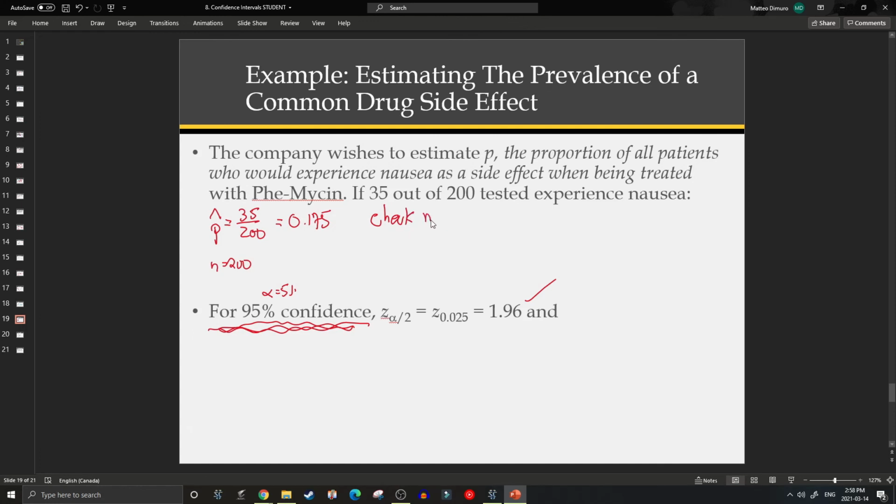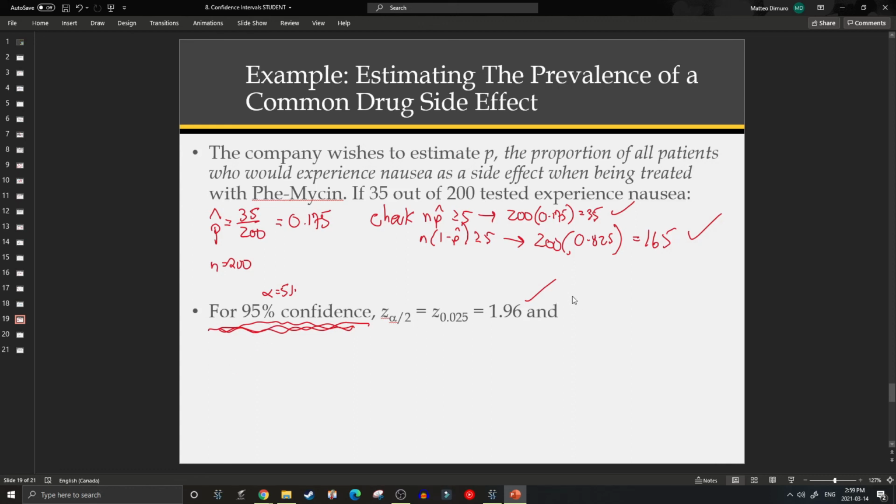So we can use this formula if n times p-hat is greater than or equal to 5. So 200 times 0.175, well, that's 35, right? We're working backwards here. So yeah, that one works. And then we need to check that n times 1 minus p-hat is greater than or equal to 5. Well, the good news is that 1 minus 0.175 is going to be 0.825, and that's equal to 165. So that's good too. That's all good.